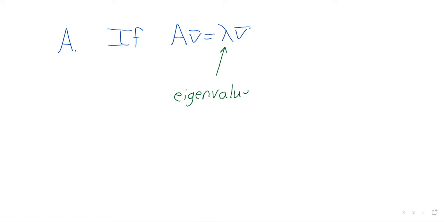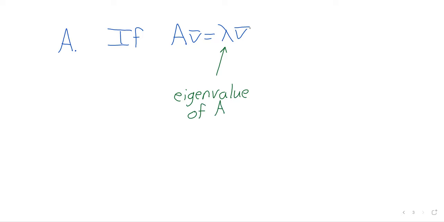So if we've got some matrix A, the situation we're describing is that A times a vector is the same as a scalar times a vector. A times V equals lambda times V, where again, lambda is a scalar. So if this ever happens, and it's going to turn out that it always happens for some lambda and some V, then lambda is called an eigenvalue of A.